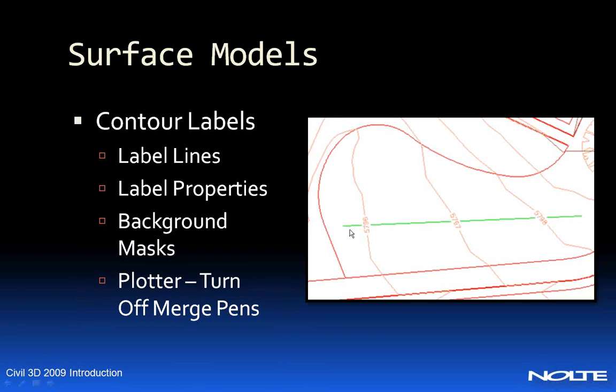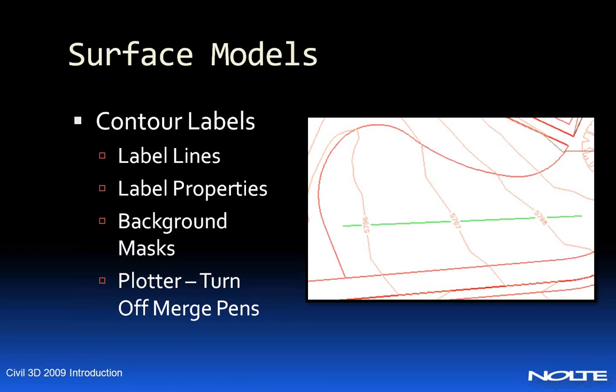Contour labels are applied by generating these contour label lines. And then anywhere that label line intersects a contour, you will get a label. And I can actually grip edit and move and stretch these label lines to change how the labels are applied. We can also modify the label properties, which is where we specify what styles are applied to major contours, what styles are applied to minor contours, and also whether or not you see the label line. Okay, we can turn that all on and off, and that's all done through actually the AutoCAD properties dialog.